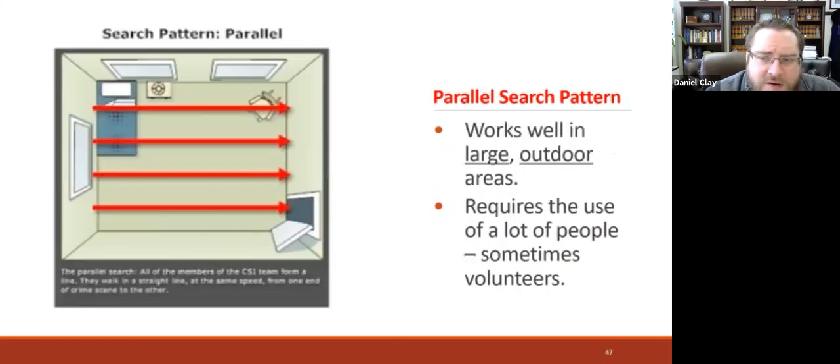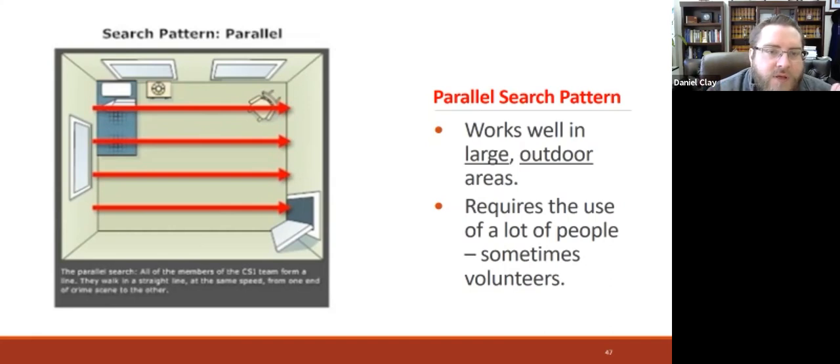Then we have parallel search patterns. I know you've seen these on TV. These usually work for large areas, especially large outdoor areas, right? So basically what happens is all of the members of the CSI team form a line, and then they walk in a straight line at the same speed from one end of the crime scene to the other end of the crime scene.